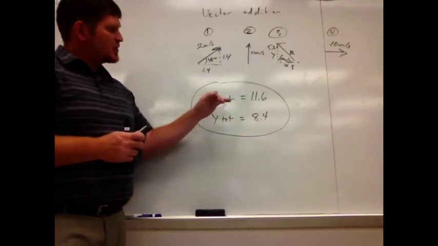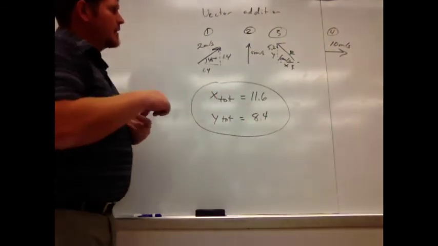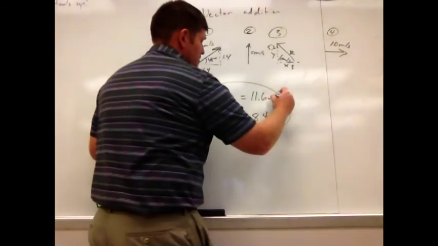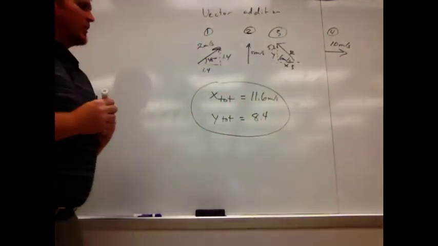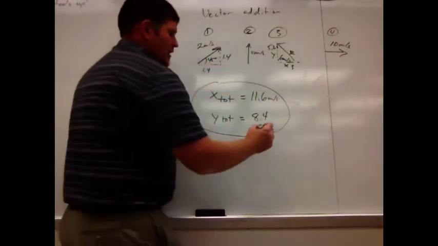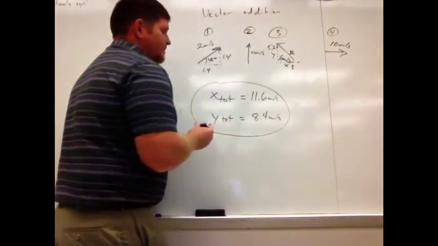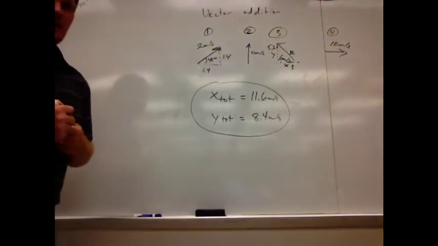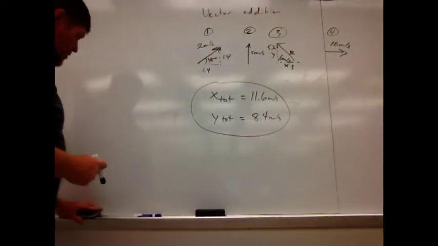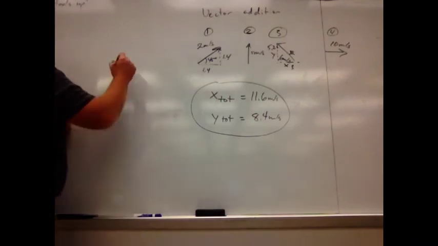Okay, so my x total is going to be 11.6. That's going to be meters per second. And my y total is going to be 8.4 meters per second. Now I could plot this onto a coordinate system. So it's going to look something like this.